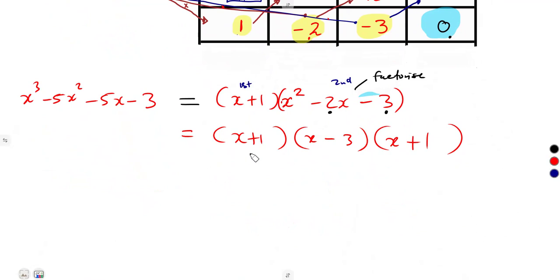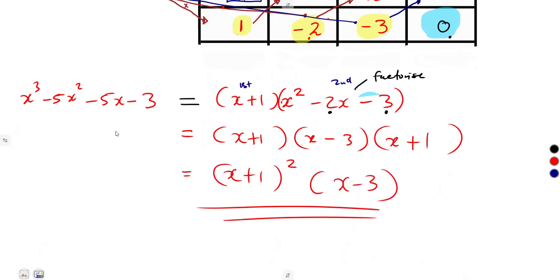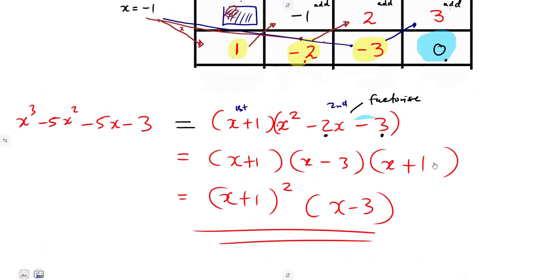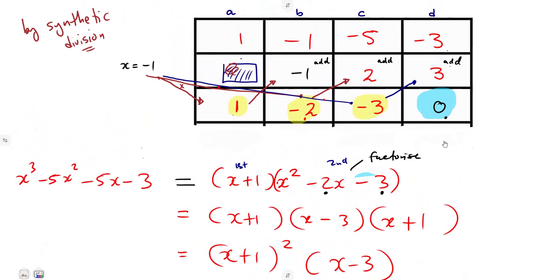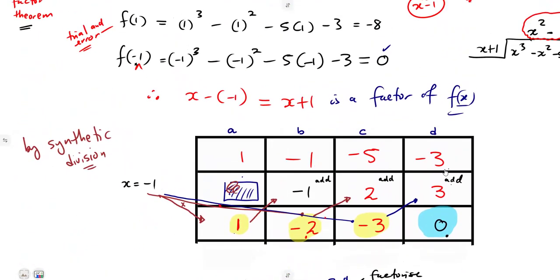All right. Yes, you can have this one and this one as a single bracket raised to the power of 2, and the bracket of x minus 3. Yes, you can have that. But that is our factorization part using the synthetic division. So you see, guys, it is just a continuation from the factor theorem.